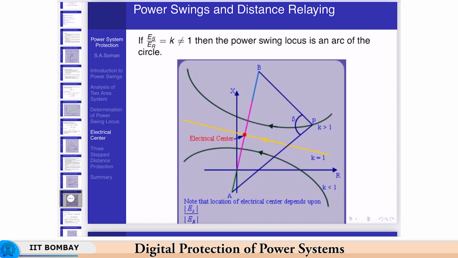More likely, if Es is not equal to Er, then it will be in the form of these curves. If Es is less than Er, I am talking of the magnitudes, not the angles of the two, then you get this swing, the lower green curve shown here. If the magnitude of Es is greater than that of Er, then you get the upper curve. Okay. So, more likely in a system Es and Er magnitudes may not be equal. So, you will see one of the two curves, not the straight line as we have shown.